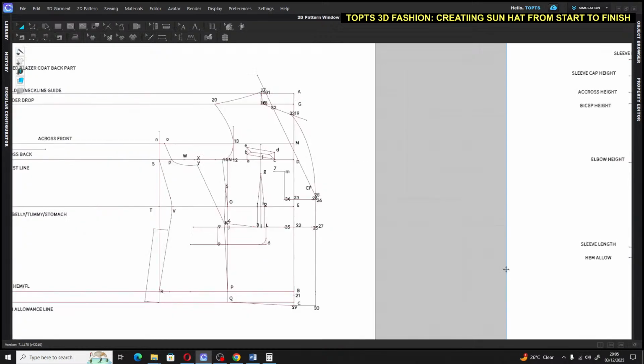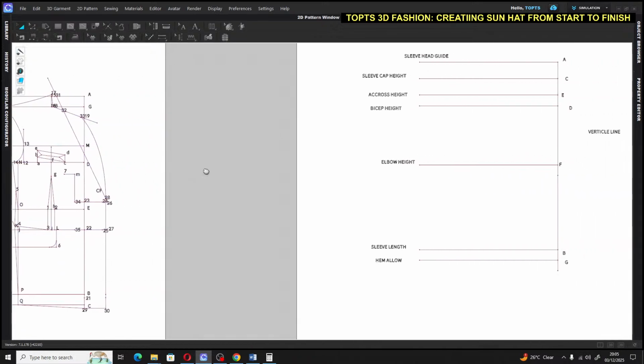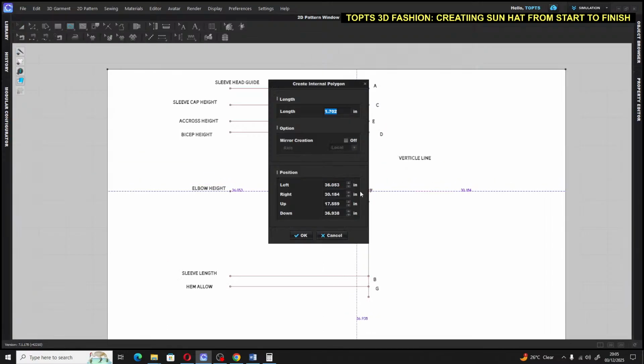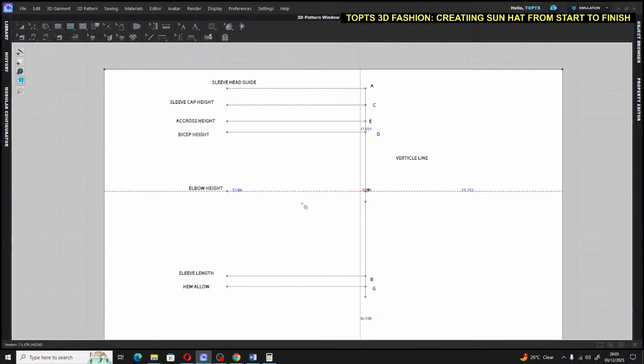Now let us go back to our drafting side. So these are 7 horizontal lines. Now we are going to shape our sleeve from the elbow. So from the elbow line here, the first step that you do is you mark inwards 0.75. That is it.